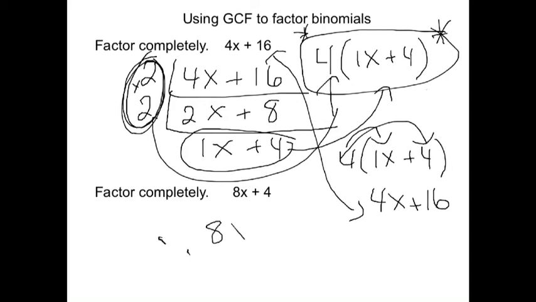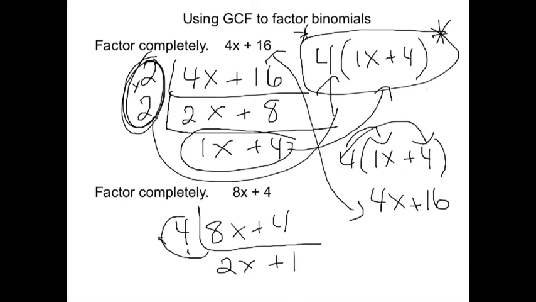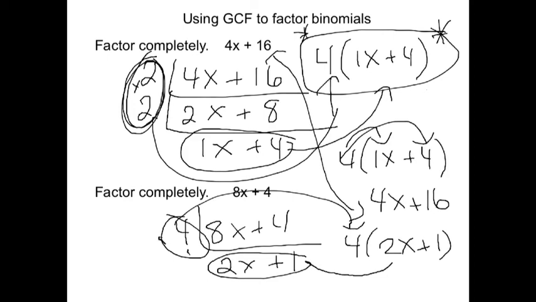So if we do 8x plus 4 and we factor out a common factor of 4, we get 2x plus 1, and we write it as the product of the GCF times whatever's left. So the GCF goes outside the set of parentheses as the number you're going to multiply, and 2x plus 1, which is what's left, goes on the inside. And you can make sure that this is correct by distributing.